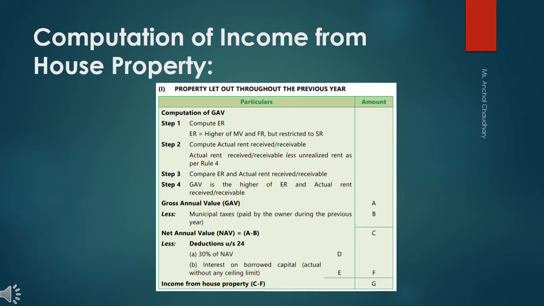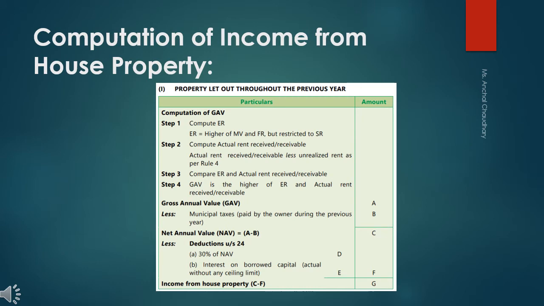Then next is computation of income from house property. When the property is let out throughout the previous year, so this will be the basis for calculation. First, computation of GAV. First of all, you have to find out the gross annual value of that property. So first step will be compute ER.